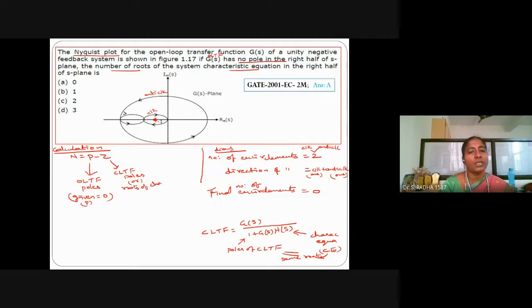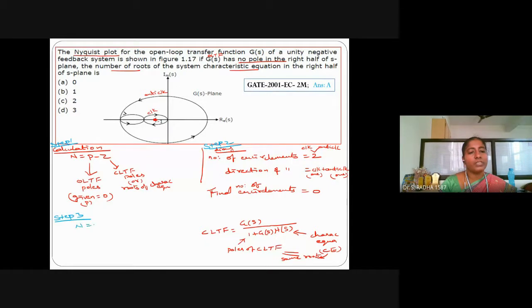Already we got N value 0, because the number of encirclements is nothing but P minus Z. Now P value 0 is given, so Z value should be 0. I have told the answer. This is step 1 calculation, and this is step 2 calculation. Now I am going with step 3 calculation.